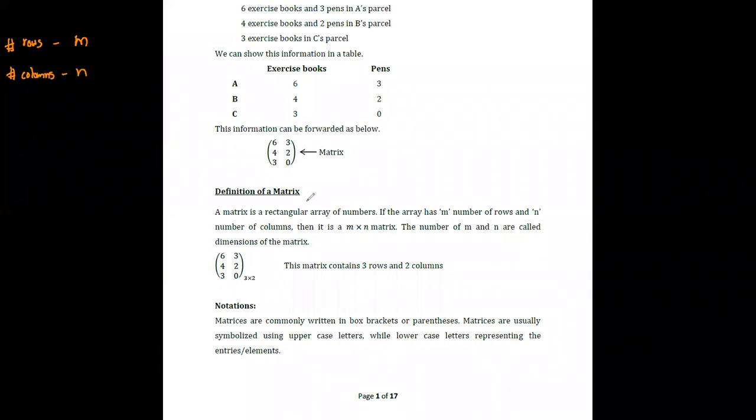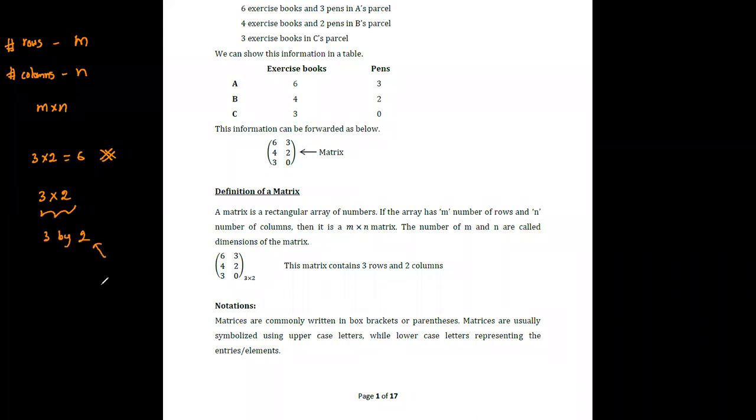Therefore, if this array has m number of rows and n number of columns, then we say such a matrix is in the order of m by n. This is just a notation only. It does not imply multiplication like 3 multiplied by 2 equals 6. This is not the idea behind this. If it is 3 by 2, we just say 3 by 2. This is what we call the order of the matrix.